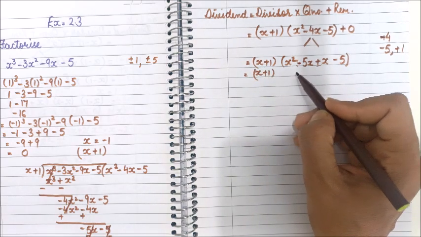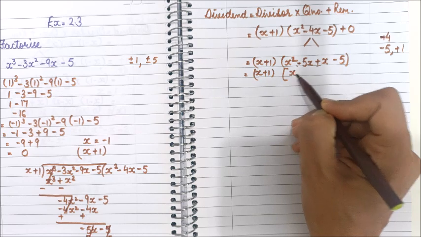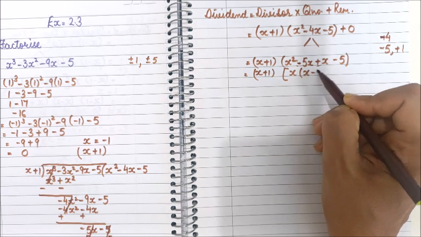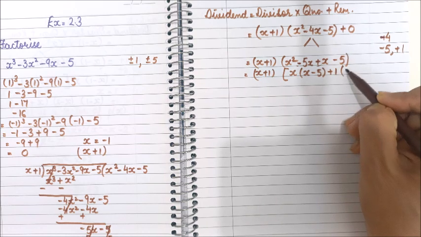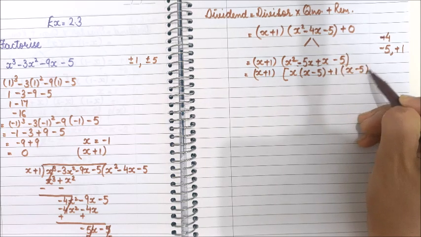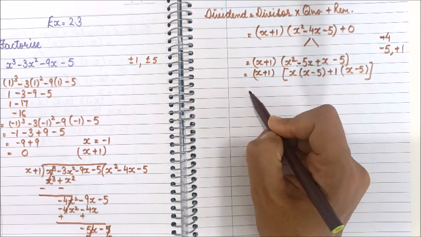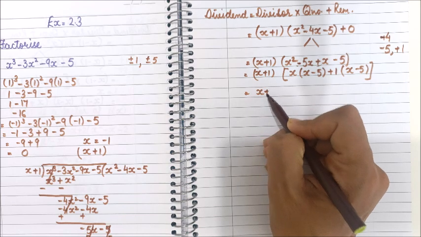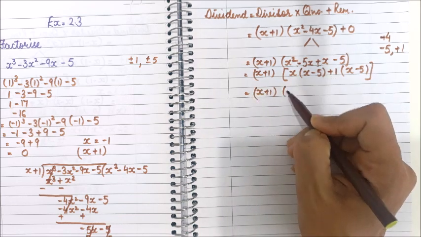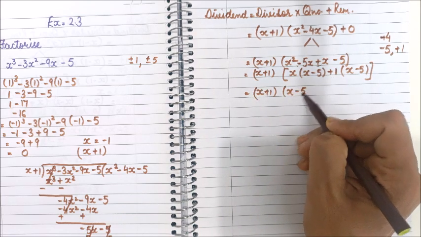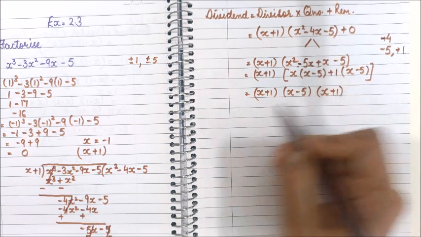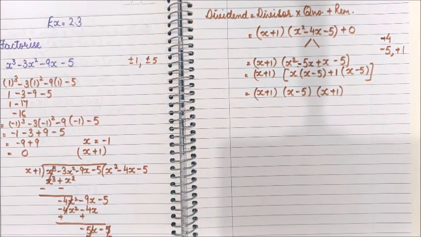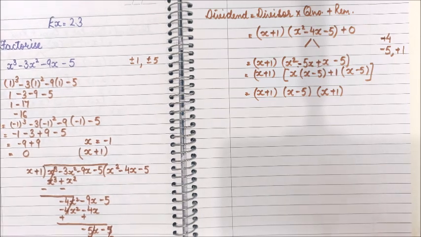Taking out the common from the first two terms, I will have x as the common. Inside I will have x minus 5. Here I will have plus 1 as the common, x minus 5 as the common one. So here I will have x plus 1 as one factor, the other factor x minus 5, and this also x plus 1. So this is how we are going to factorize the cubic polynomials.